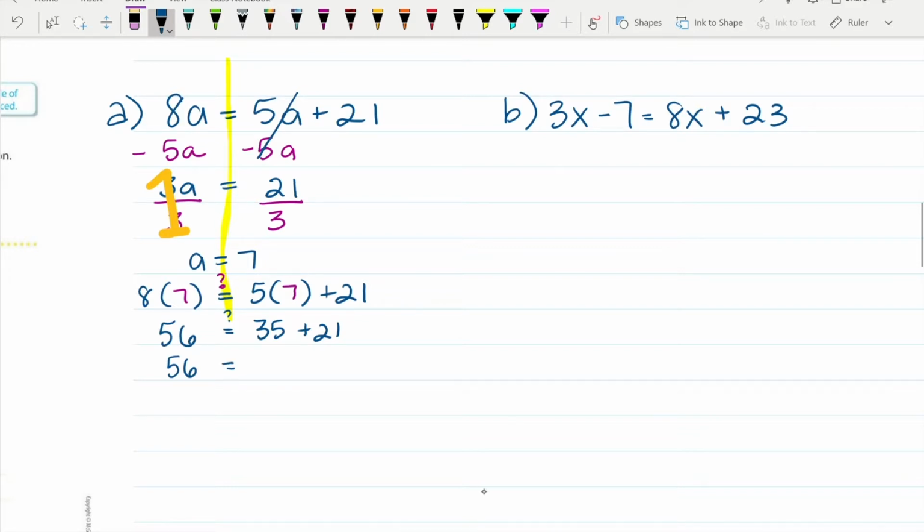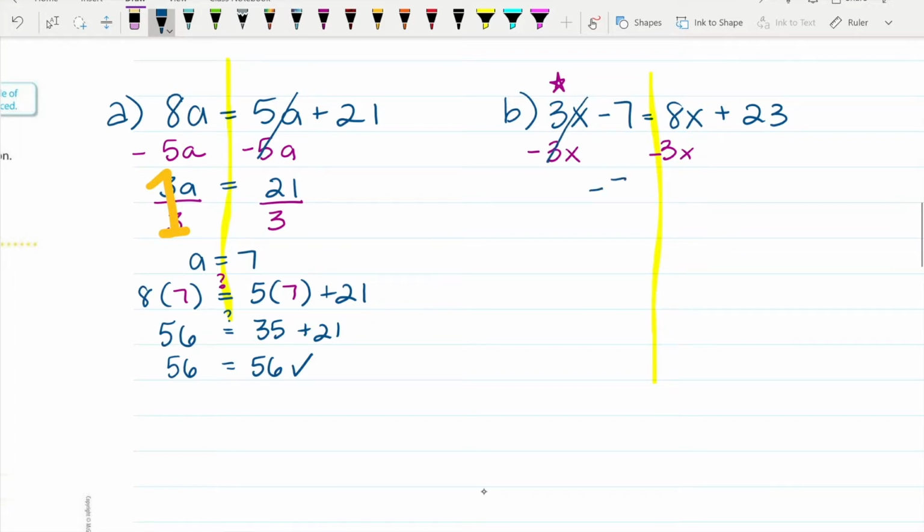35 plus 21 is 56. So that works out great. A is done. We'll do the same thing for letter B, draw the wall. We need to move one of the variable terms over. Which one are we going to choose? 3x, because it is the smaller value, and the opposite of positive 3x is negative 3x. So subtract 3x from both sides.